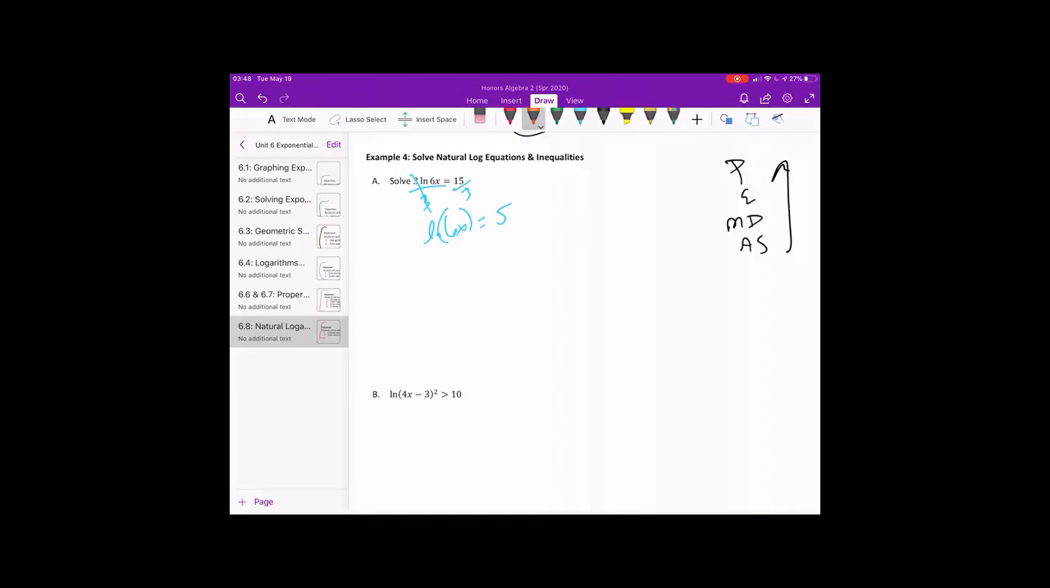Now, how do I get rid of the natural log to get the x by itself? I'm going to raise both sides to the base of e. And so I'm going to get e to the natural log of 6x is equal to e to the 5th. E to the 5th is easy to calculate on our calculators. This cancels. We get 6x is equal to e to the 5th. We'll divide both sides by the 6. And so we get that x is equal to e to the 5th divided by 6.